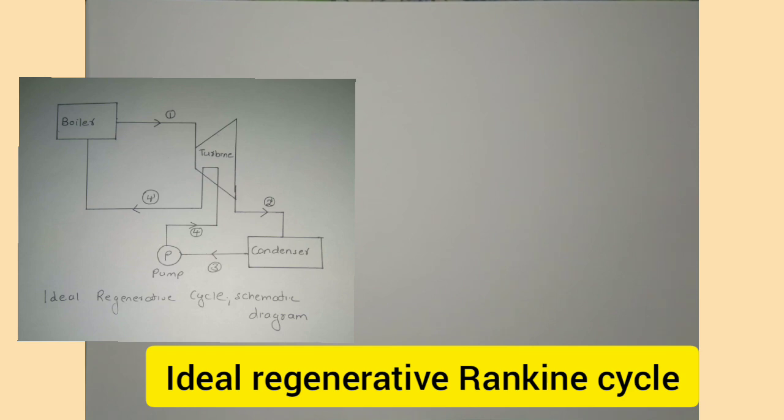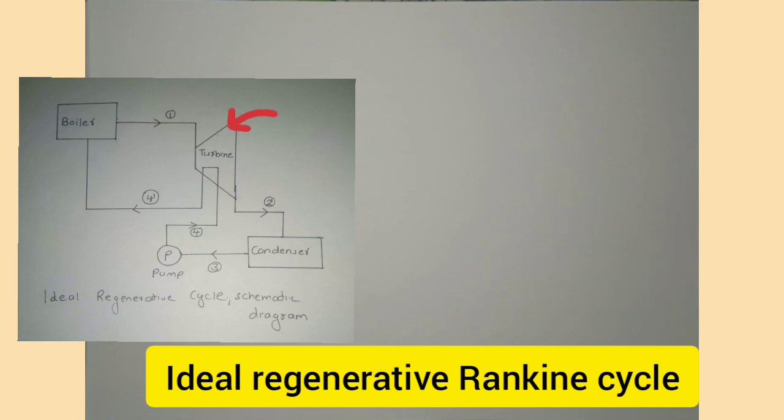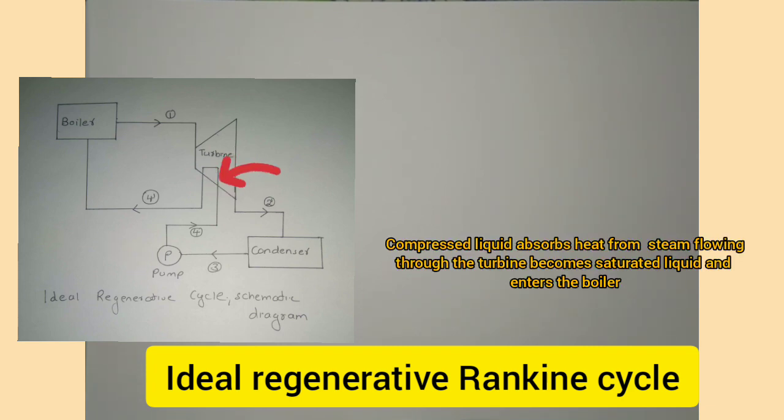This is the schematic diagram of ideal regenerative Rankine cycle. Here we are assuming steam coming from the boiler is dry saturated and it expands in turbine to state 2'. Then the steam condenses to saturated liquid at state 3 and then it is pumped to compressed liquid at state 4. Now the liquid again flows through the turbine in counterflow direction. In this process, heat is absorbed by the liquid from steam flowing through the turbine, and the liquid enters the boiler as saturated liquid at state 4'.